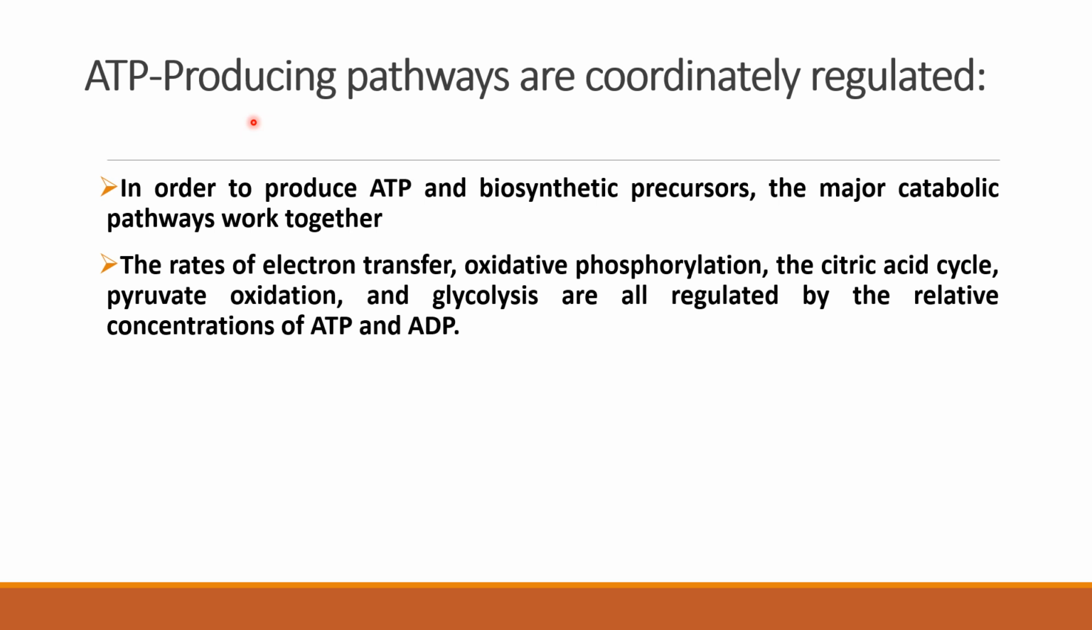The last and important regulation is regulation at the ATP producing pathways, which coordinately regulate oxidative phosphorylation. So where do we get ATP from? We get it from biological molecules. As the precursors are catabolized through various pathways which work together, ATP is produced. The rate of electron transfer, oxidative phosphorylation, citric acid cycle, oxidation of pyruvate, and glycolysis are all regulated by the relative concentrations of mainly ATP as well as ADP. So the concentration of ATP and ADP is regulating all these events.